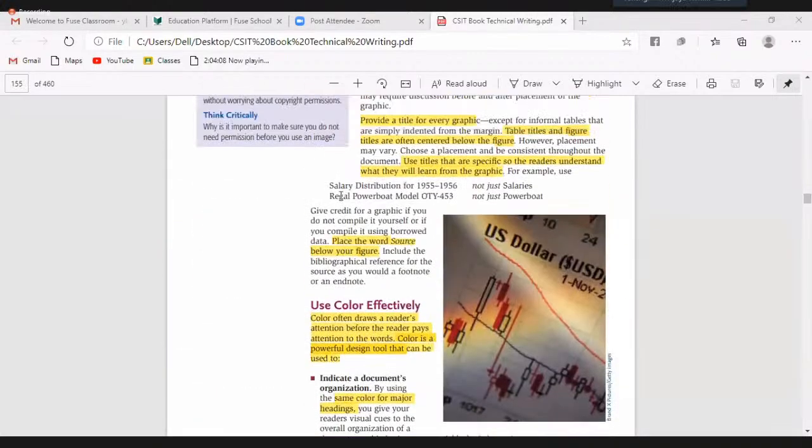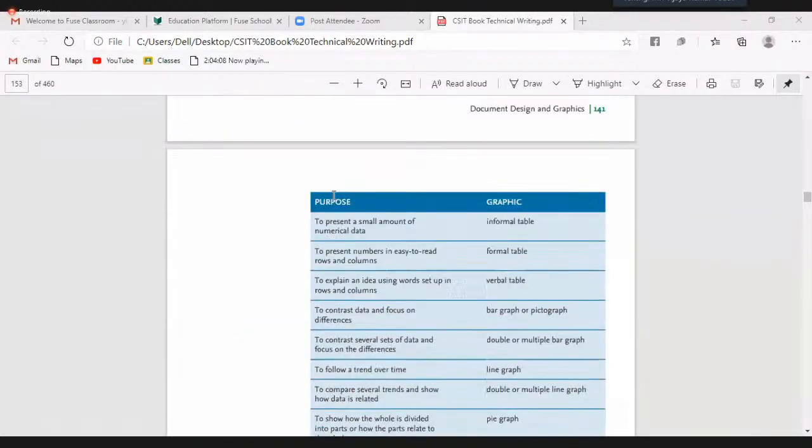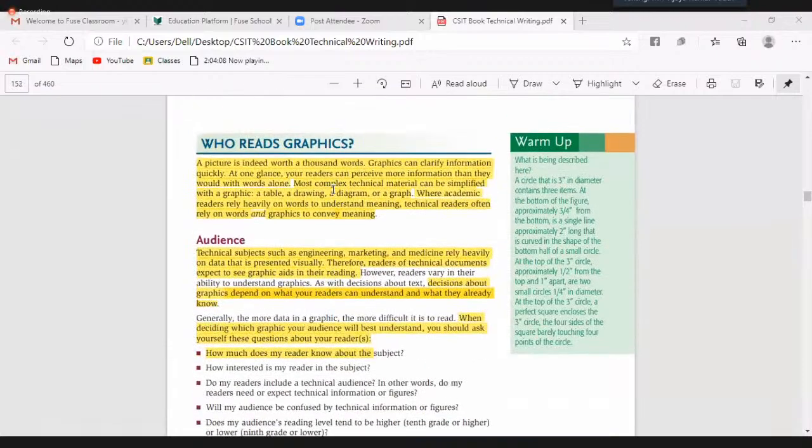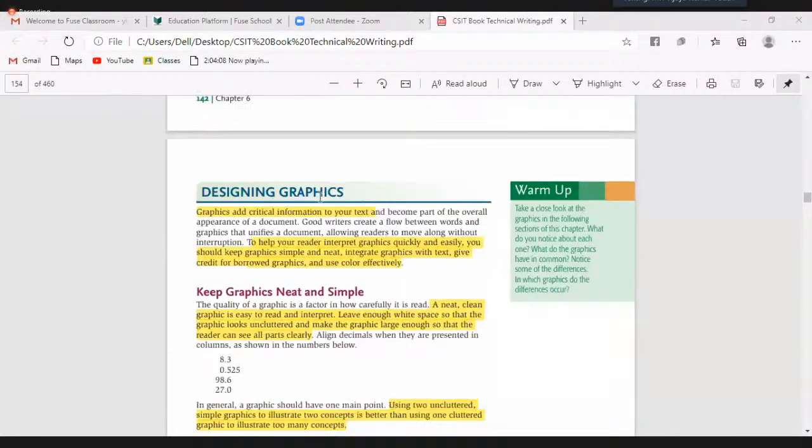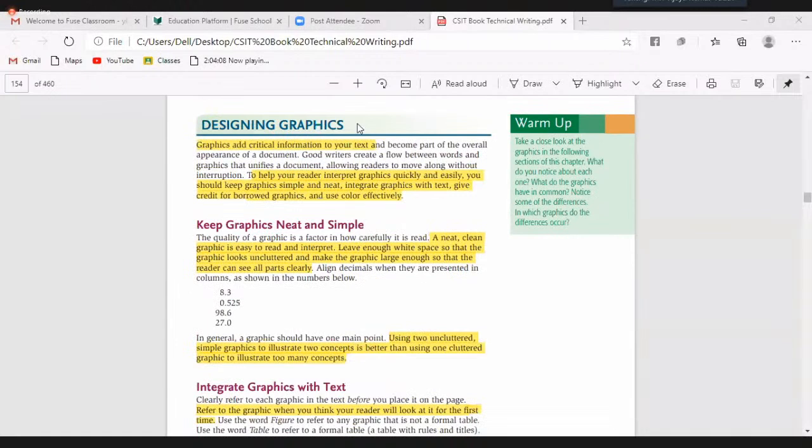Okay, so here the question is, right? What is the question here? Actually, I'll write this question in your assignment. How can we design graphics in a technical document? Discuss this question. So you have to write about these points in brief.